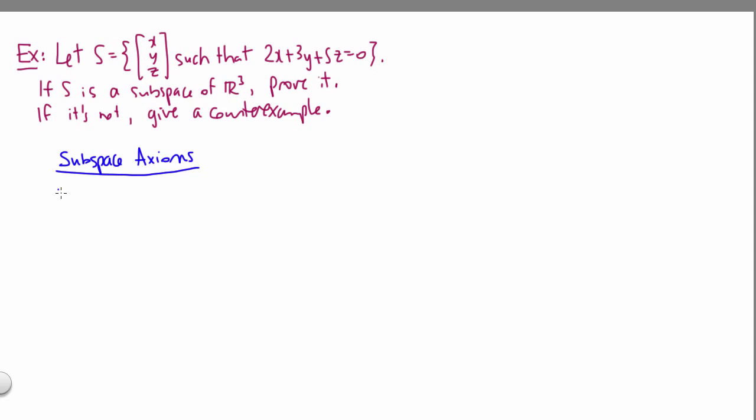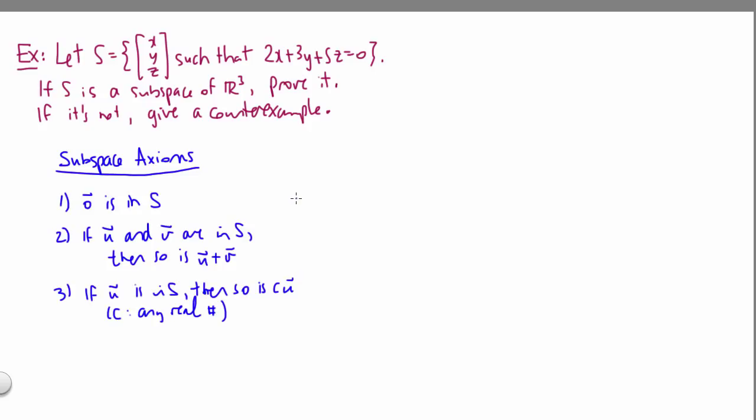First of all, we should be familiar with the three axioms for a subspace. First of all, the zero vector should be in S. Second of all, if you grab any two vectors in S, their sum should be in the set S. And thirdly, if you grab any vector in S and any real number C, then that scalar multiple, your constant times your vector, should be in the set S. Now, if all three statements are true, then S is a subspace. And if at least one statement is false, then S fails to be a subspace.